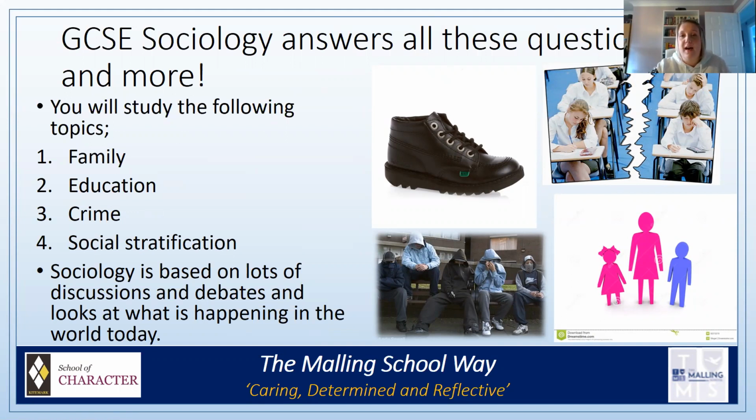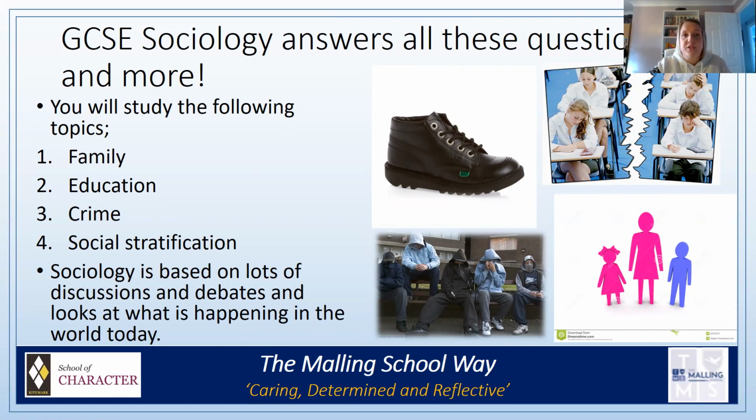First of all, we look at the family. We look at different types of family, how families have changed over time, marriage and divorce, and all sorts of things like that. We look at education, so what's the purpose of education, and how different groups perform in educational environments. We look at crime and different crime statistics, who's more likely to commit crime, and why they're more likely to commit crime. And we look at social stratification, which is basically inequality within society and different groups within society.